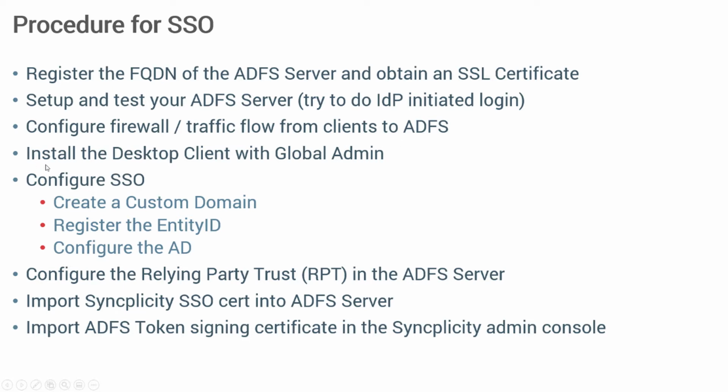Install the desktop client with a global admin, and we use that as a backdoor to prevent being locked out. The configuration of single sign-on is done by creating that custom domain in the admin console, registering the entity ID and configuring the AD. In the Microsoft ADFS console, we will create a relying party trust, also known as an RPT, import the SSO certificate and set up some claims, and then import the ADFS token signing certificate in the Syncplicity admin console. Okay, let's get started.